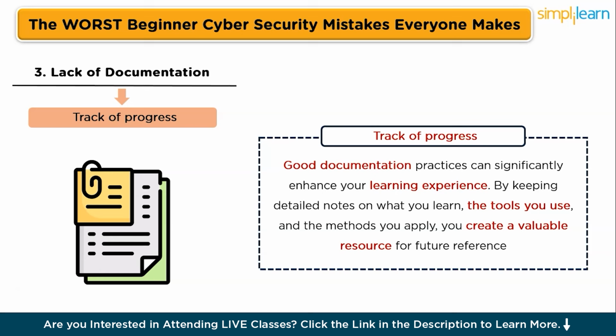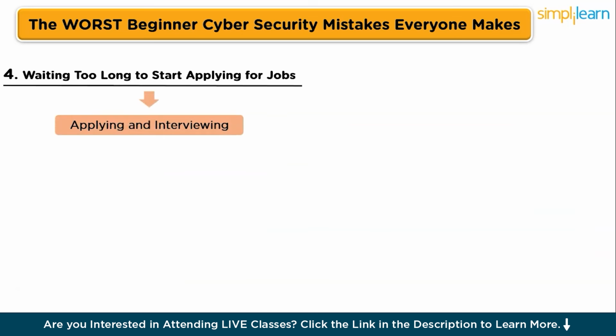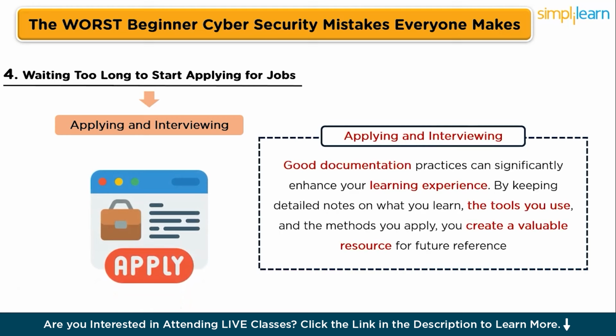And now we'll move to the fourth cybersecurity mistake for beginners, that is waiting too long to start applying for jobs. A common mistake many beginners make is waiting until they feel perfectly qualified before applying for cybersecurity jobs. This approach can be counterproductive. The truth is, you might never feel completely ready, and waiting too long can cause you to miss out on a valuable opportunity. So, start applying for jobs early in your learning journey. The process of applying and interviewing is a learning experience in itself. It helps you understand what employers are looking for, and it can highlight areas where you need to improve.